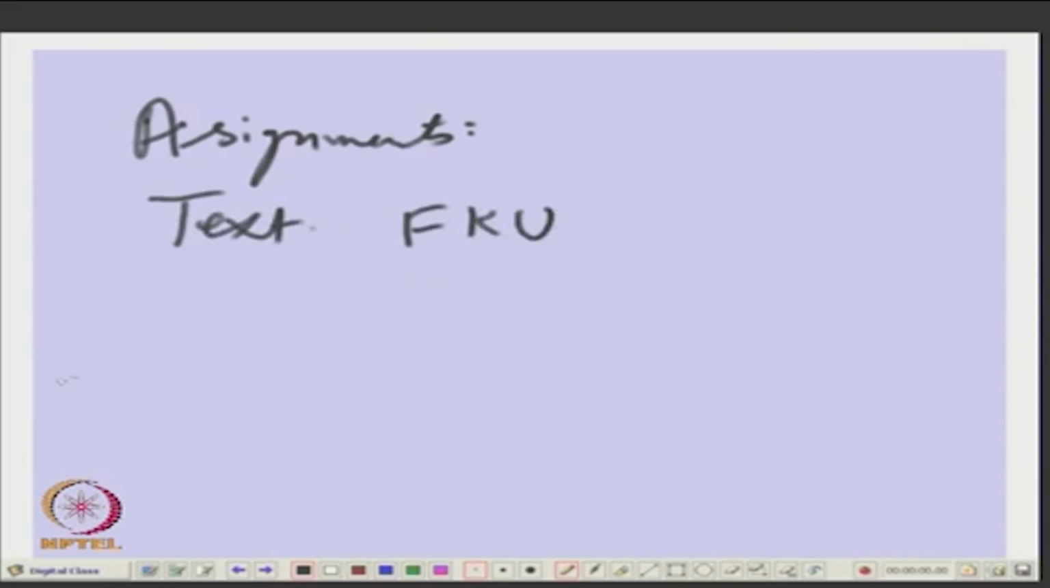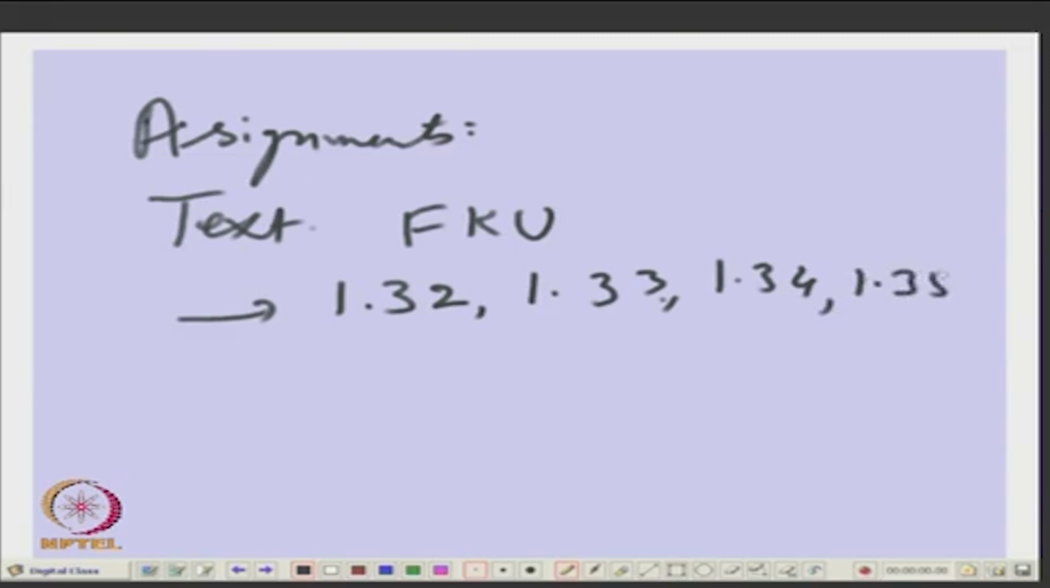Electric Machines by Fitzgerald, Kingsley and Umans, problems 1.32, 1.33, 1.34, 1.35. These are the problem numbers. I suggest you try them. This is on permanent magnet materials.